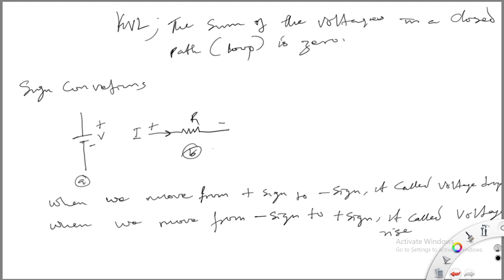So when KVL is applied in a clockwise direction, clockwise this way, it indicates a voltage rise. When it's moved in this direction, counterclockwise, this is anticlockwise.